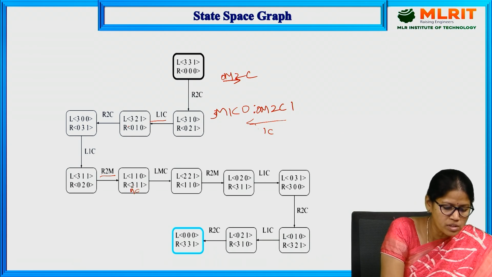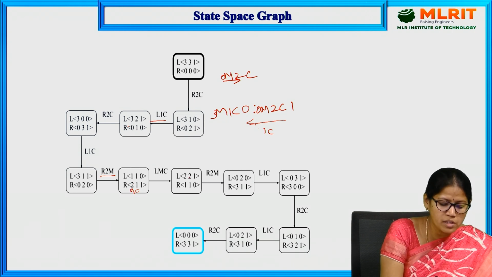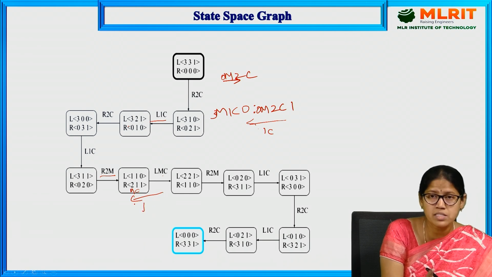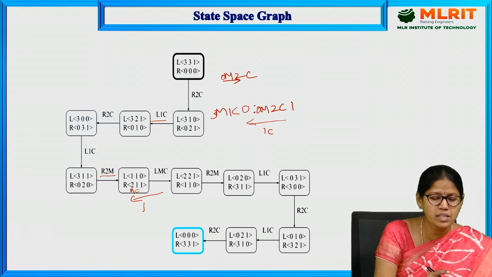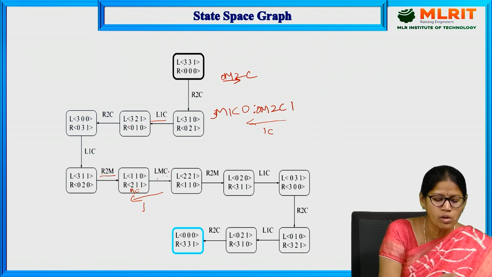If you take 1 missionary at left side, what happens here? 2 cannibals are there and 2 missionaries will be there. That's why 1 missionary, 1 cannibal we are crossing. If you take 1 missionary, there is an invalid state, so the cannibal can eat the missionary. That's why we are taking 1 missionary, 1 cannibal from right side to left side.